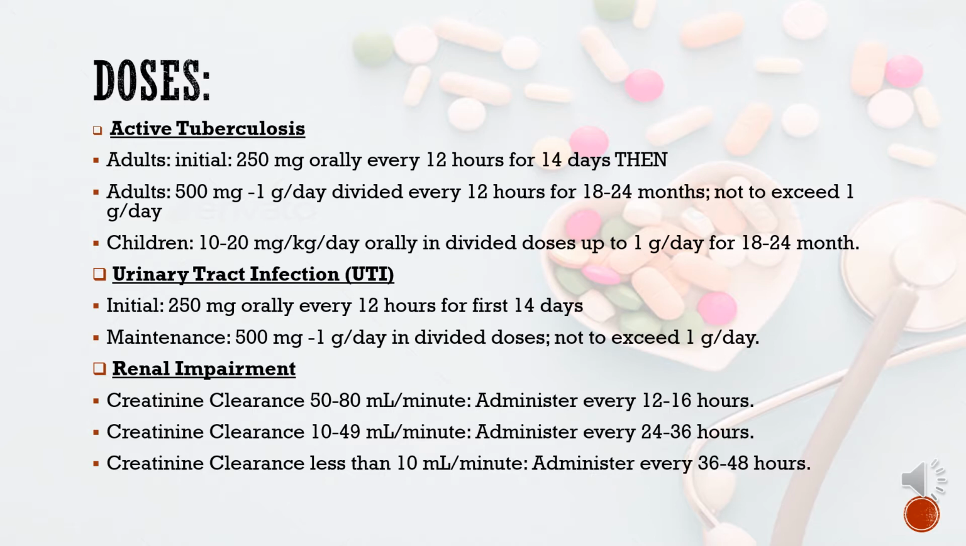For urinary tract infection, initially give 250 mg orally and can go up to 500 mg to 1 gram per day in divided doses. In renal impairment, when the creatinine clearance is 50 to 80 ml per minute, we administer every 12 to 16 hours, and when the creatinine clearance is 10 to 49 ml per minute, administer every 24 to 36 hours, and when the creatinine clearance is less than 10 ml per minute, then administer every 36 to 48 hours.